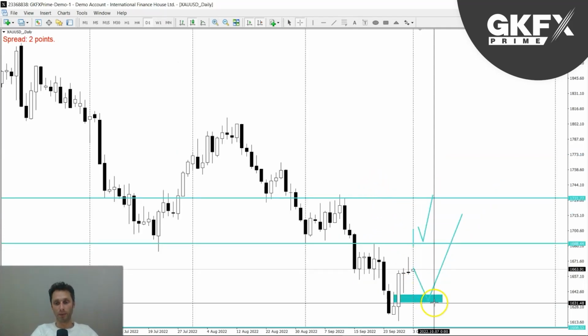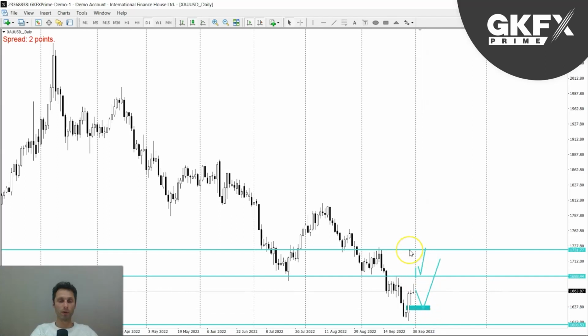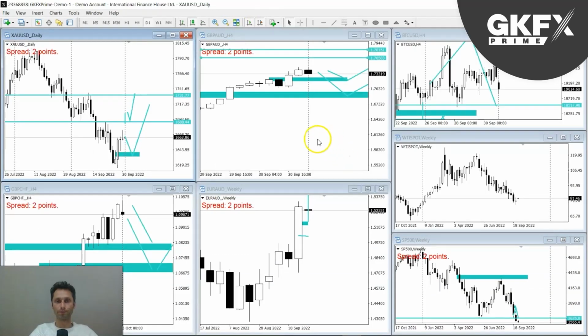So let's see what happens. We may reject this level and break through it and come down lower. If that's the case, then there will be no trade there. So that's gold for you. Next, let's go to the S&P.